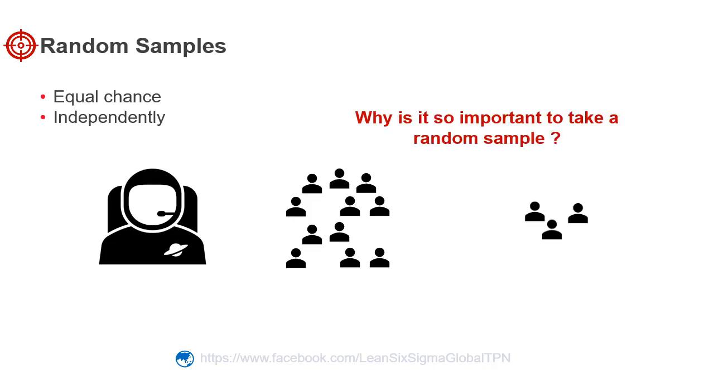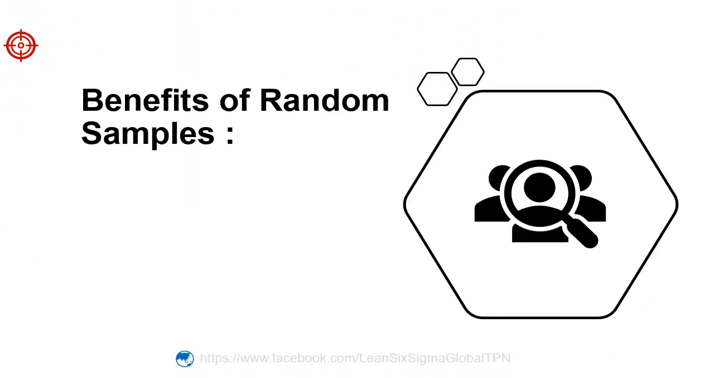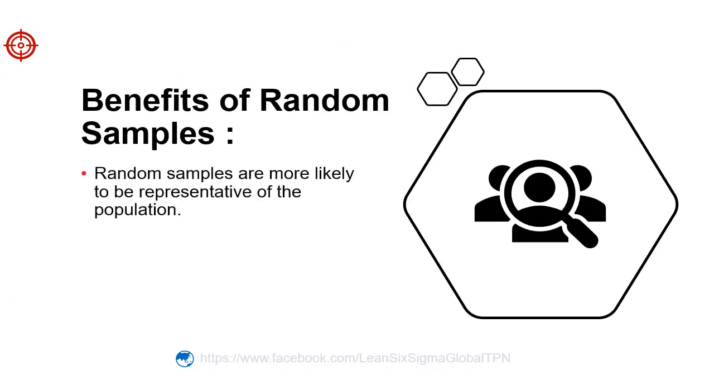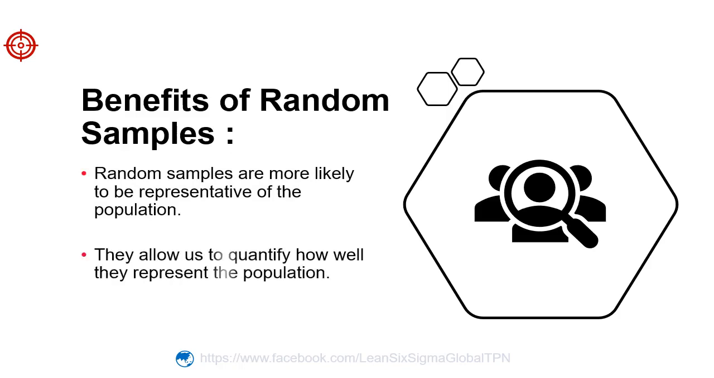So why is it so important to take a random sample? Random samples are more likely to be representative of the population. They allow us to quantify how well they represent the population. So a random sample provides precisely the kind of information we need to draw statistical inferences.